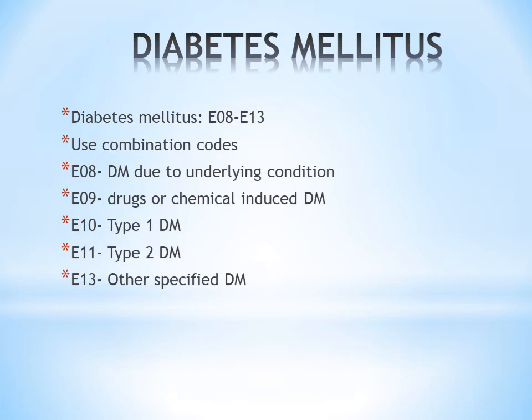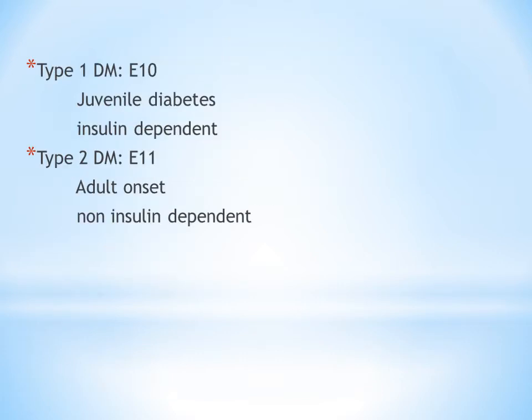Next one is E10, that is type 1 diabetes mellitus. E11, type 2 diabetes mellitus, and E13, other specified diabetes mellitus. So let's discuss each type in detail. First one is type 1 diabetes mellitus. The code for the type 1 diabetes mellitus series is E10.